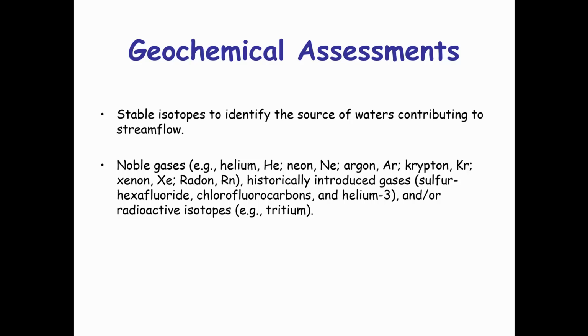Other types of chemicals, noble gases, for instance, helium, neon, or historically introduced gases such as sulfur hexafluoride, chlorofluorocarbons, and helium-3 are all gases that were introduced into the environment in the past, and these can be used to help to try to age water. And then finally, radioisotopes such as tritium can also be used for that purpose.